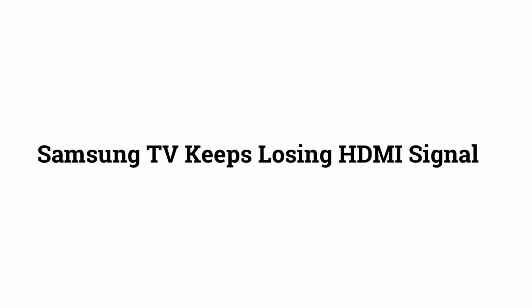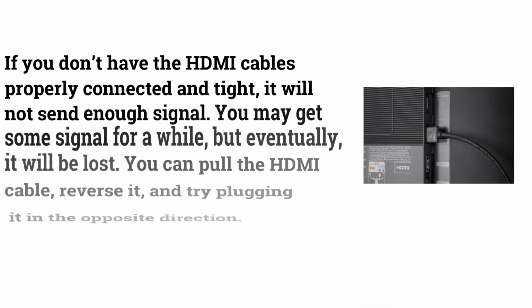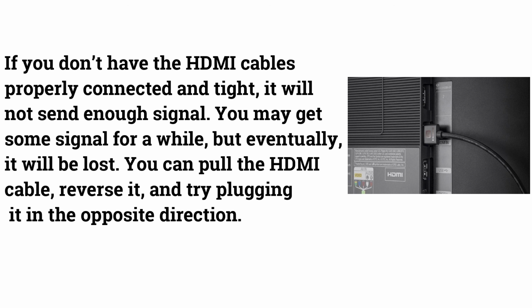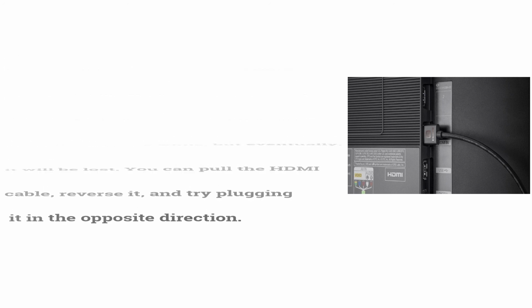Samsung TV keeps losing HDMI signal. If you don't have the HDMI cables properly connected and tight, it will not send enough signal. You may get some signal for a while, but eventually, it will be lost. You can pull the HDMI cable, reverse it, and try plugging it in the opposite direction.